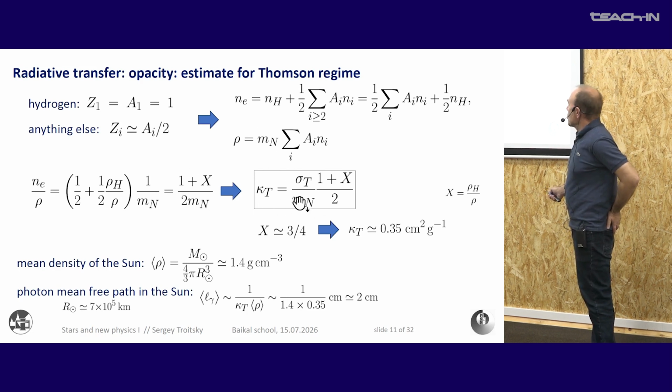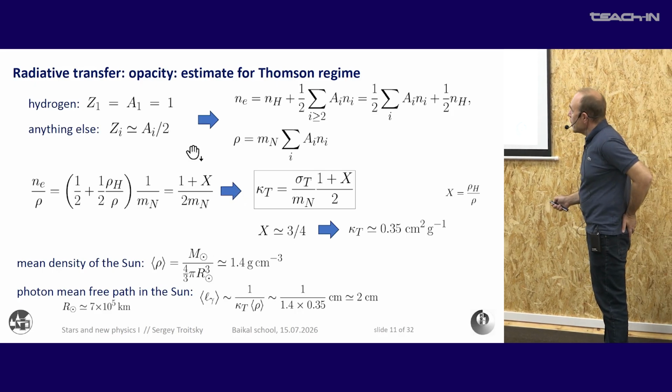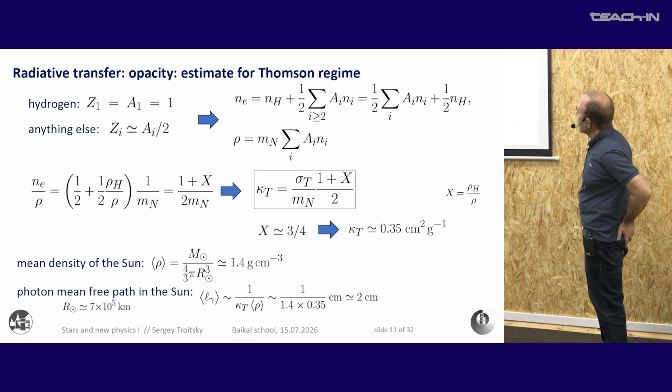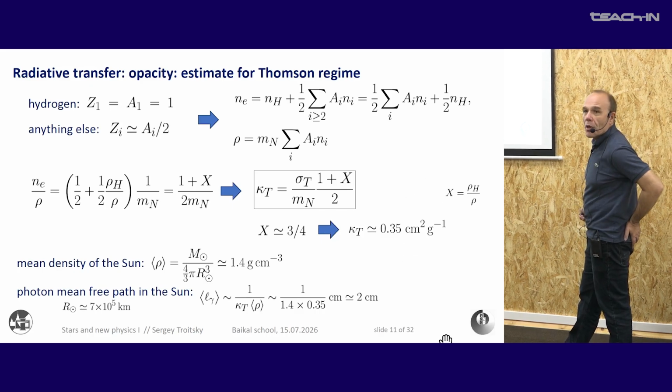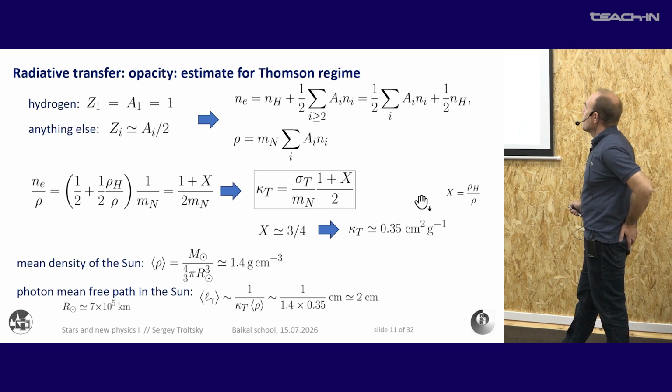We calculate the Thomson opacity in this way, substitute the rough primordial 3/4, 75% of hydrogen, roughly 1/4 is helium, 3/4 is hydrogen, and obtain some number. What did I do that for? So that I can estimate the mean free path in the sun. I would need this number to estimate it.